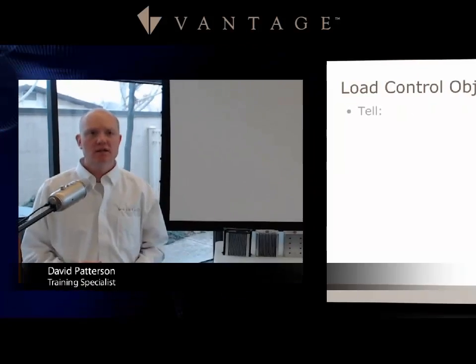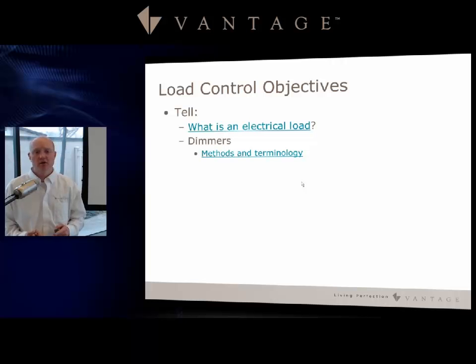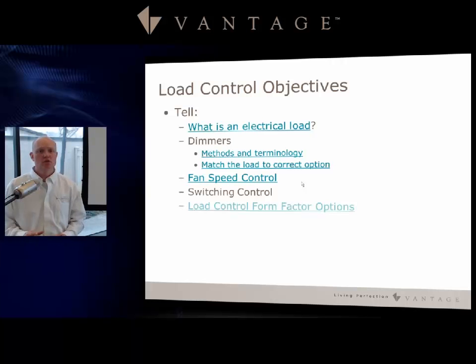Now, the objectives of this lesson are that we're going to talk about what an electrical load is. We'll talk about dimmers. We'll also discuss the methods and terminology involving those dimmers. And then we'll help you make sure that you're matching the correct load with the options that are available. We'll discuss fan speed control and switching control. And then we'll also discuss load control form factor options. And so that'll cover both centralized and distributed load control systems.